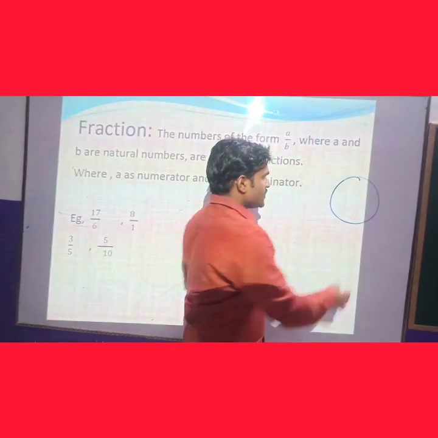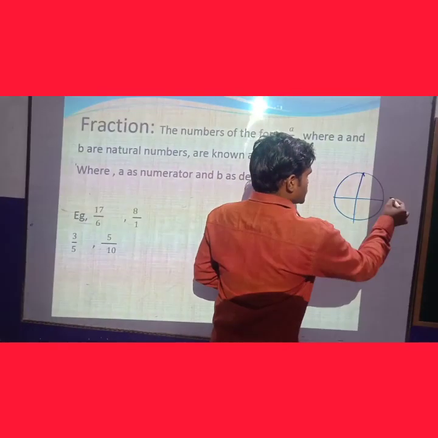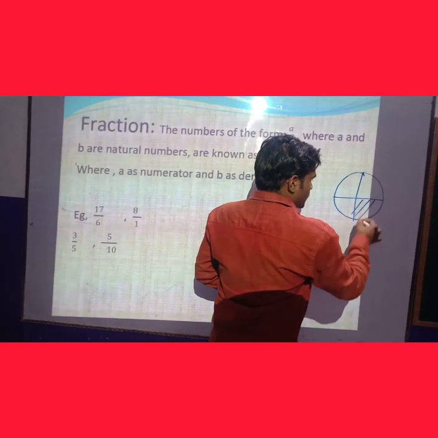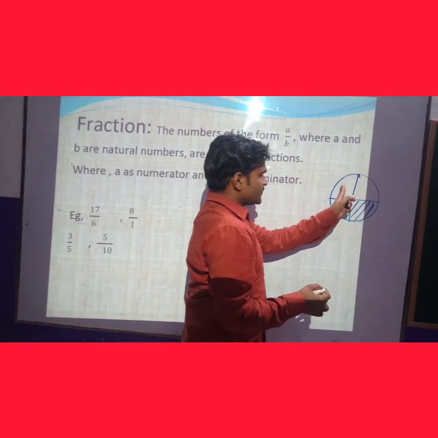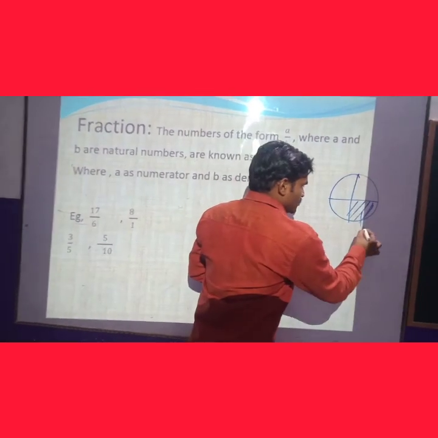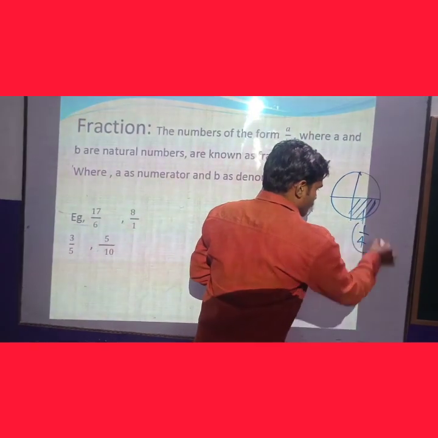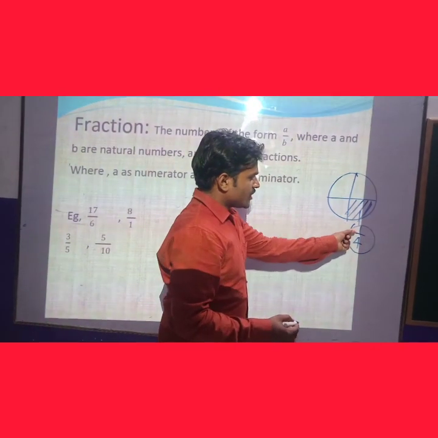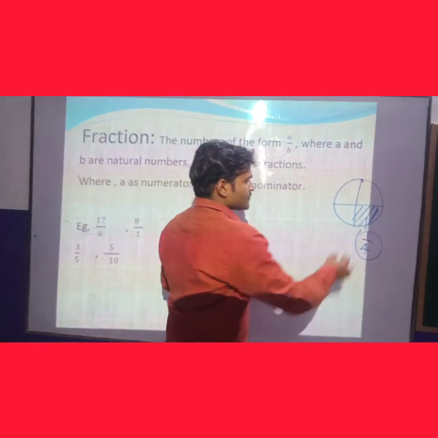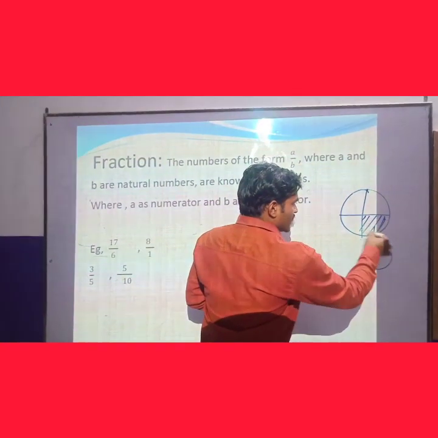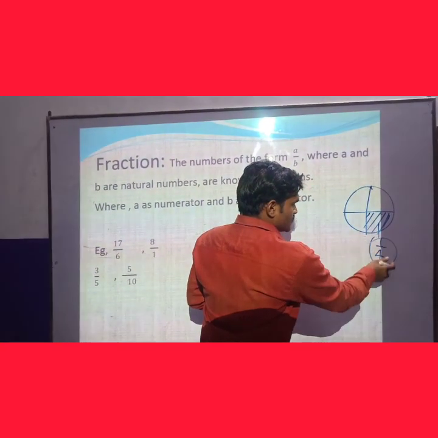Suppose this is a pizza and we divide it into 4 equal parts. So 1 part, 2 parts, 3 parts and 4 parts. Each part is denoted 1/4. It means this is a fraction. This is a part of 4. This is a fraction, that is 1/4.